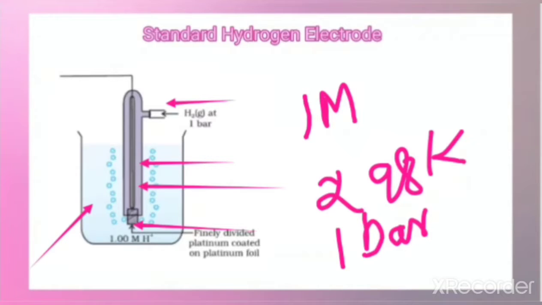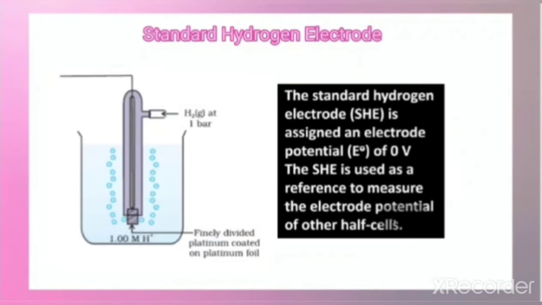So here this platinum foil will act as a site for the reaction. Whatever reaction takes place, it will take place at this site. Now here let us define the standard hydrogen electrode. So what is the definition? And it is important because the definition will be asked in the exam.